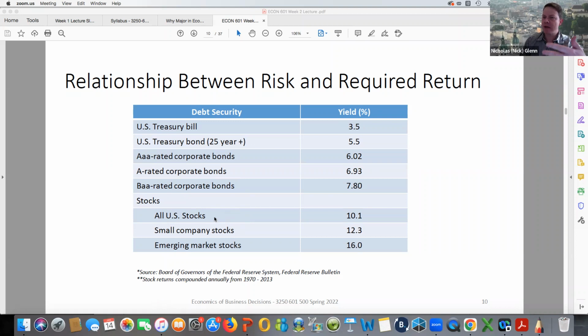But because you're taking on this risk, you're doing it so you can get a higher return. So the yields are higher for the average US stock. And then, it's going to depend on what type of company.